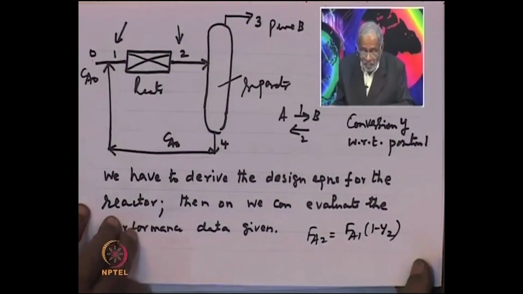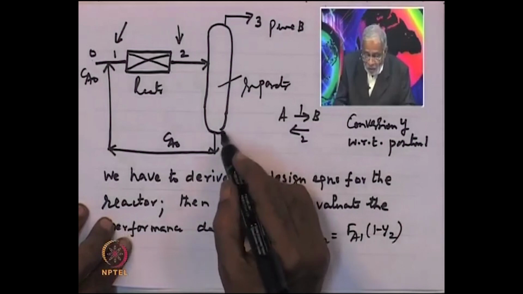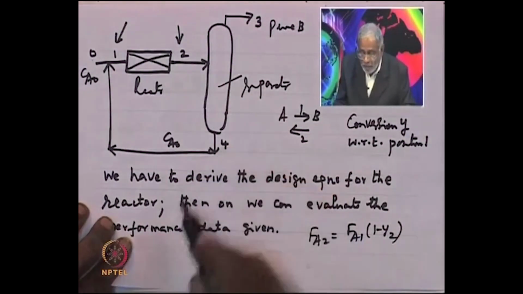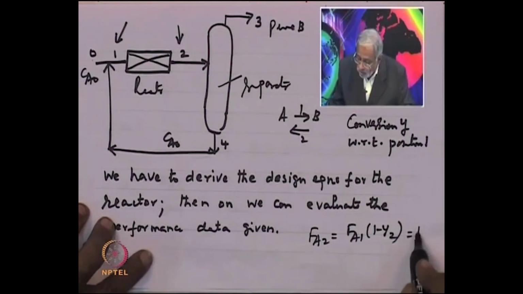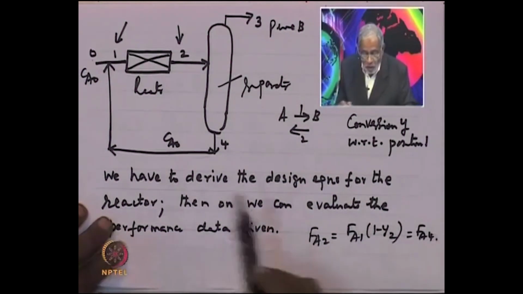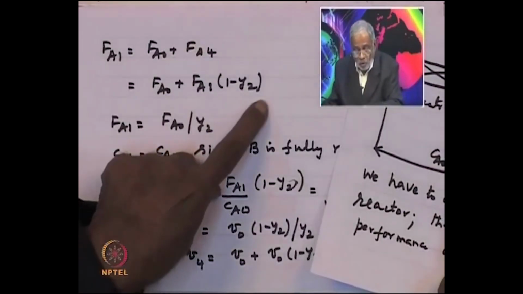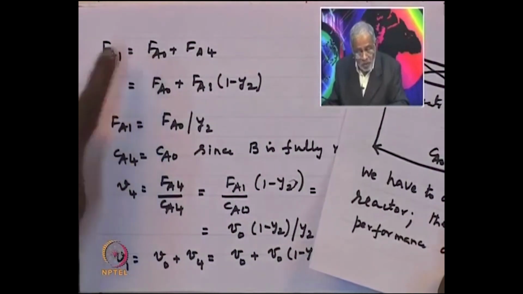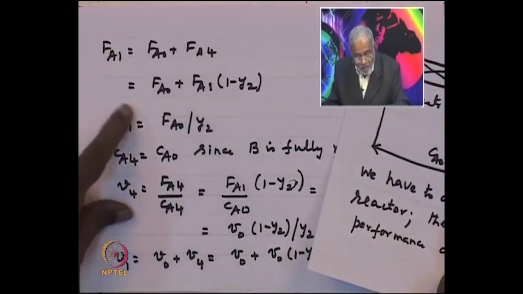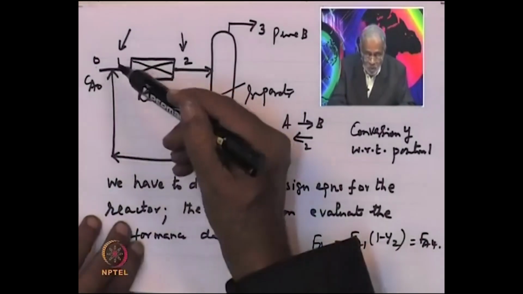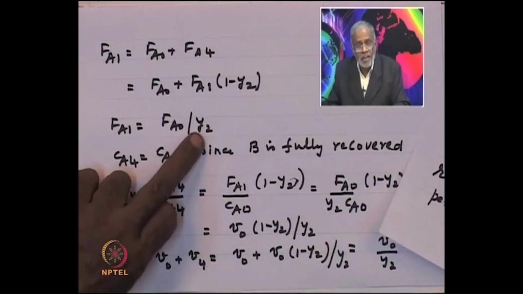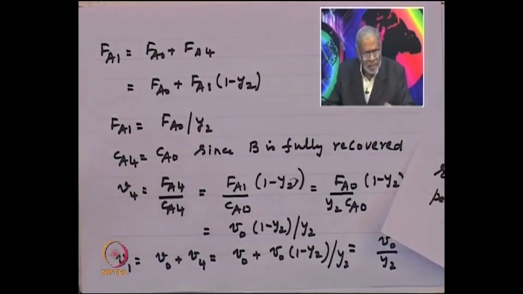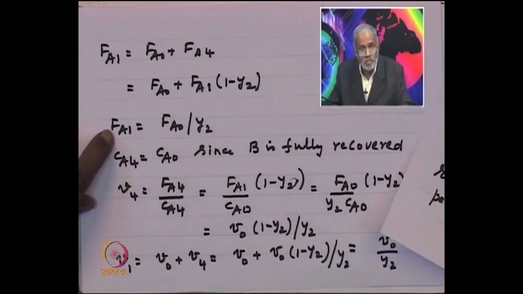Similarly, what is coming here? All the 2 that is coming here is also going to come here. Therefore, FA2 is also equal to FA4. Correct. Therefore, what is coming at position 1 is FA4, which is FA1 times 1 minus Y2 plus FA0. Therefore, simplifying, you find FA1, that means molar flow at position 1, is simply FA0 divided by Y2. Okay. What we are saying is that from elementary material balance, we find out what is coming at position 1.